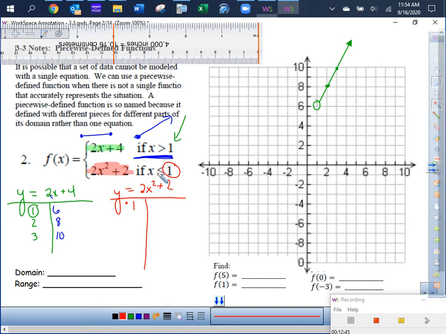Then I got to pick x's less than that, so I'm going to do a bunch. 0, negative 1, negative 2, negative 3, negative 4. Why am I picking a bunch? Because this thing's going to curve around, and I got to figure out where that vertex is and see where the breaking point is. How to find all these y values? Use your graphing calculator's table of values.